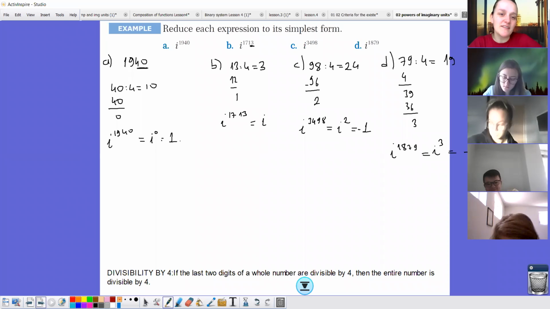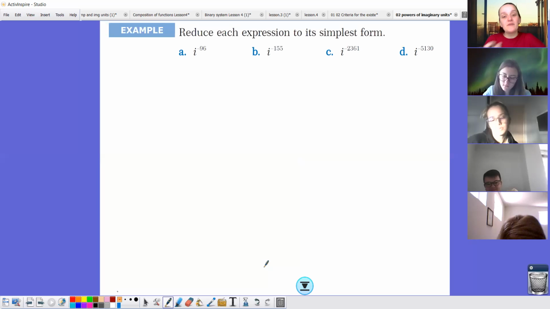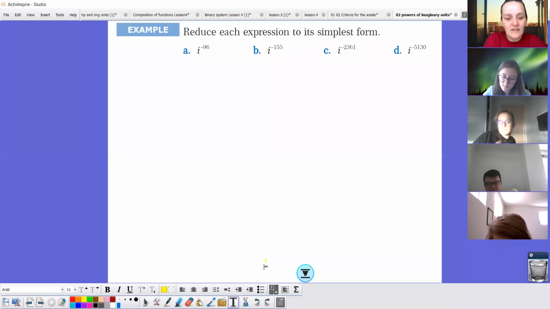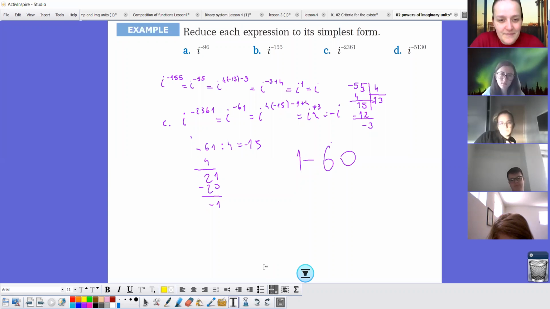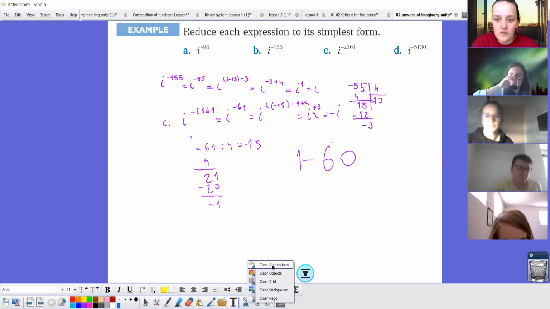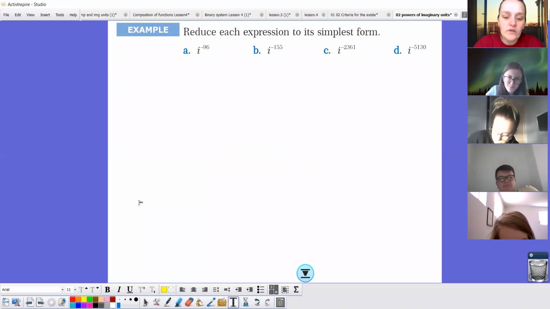I hope to be 18 again, but it's best. In negative ones, it's a bit different. Guys, there are lots of different things here. I'm checking how they have negative powers.